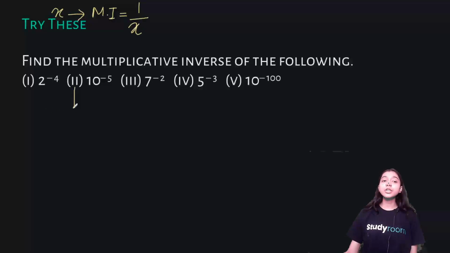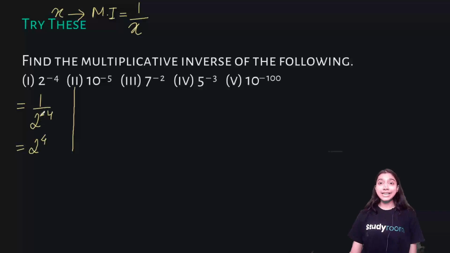So in the first problem, we have 2 to the power minus 4. I told you that the multiplicative inverse is the reciprocal of the given number. So 2 to the power minus 4, its reciprocal will be 1 by 2 to the power of minus 4. This will give us 2 to the power of 4. Because when the power is negative in the denominator and we take it to the numerator side, then the power will become positive. Similarly, in this question, we have 10 to the power minus 5.